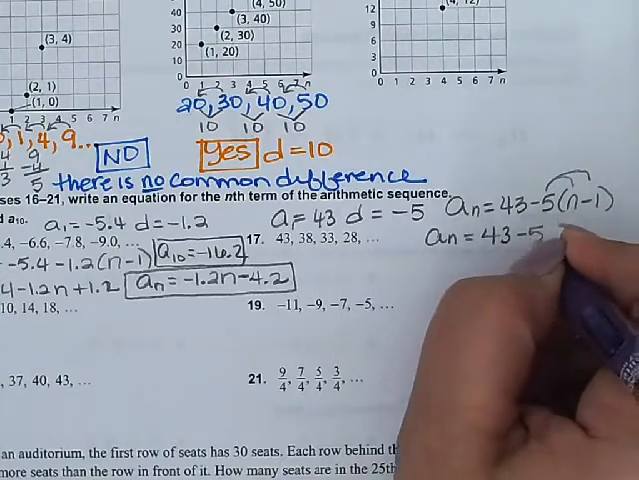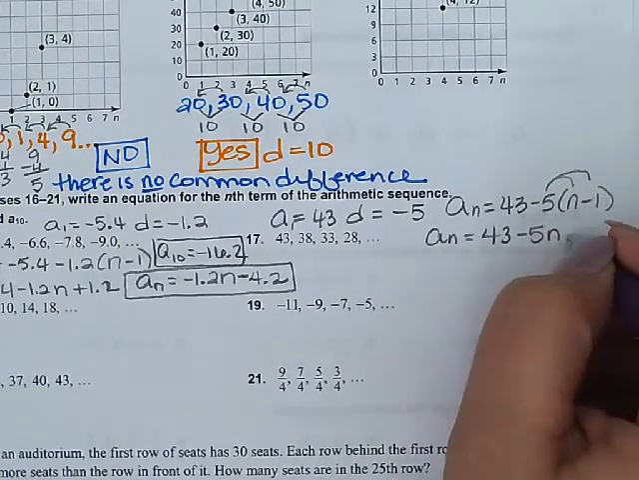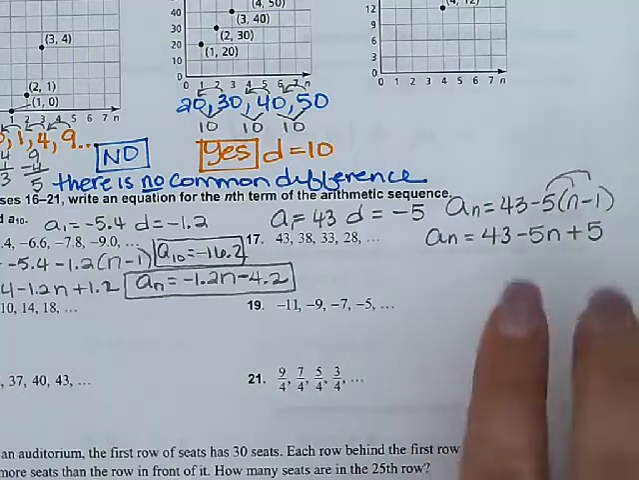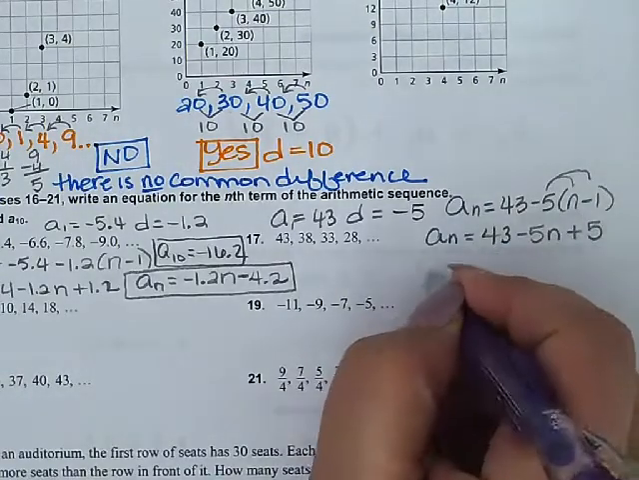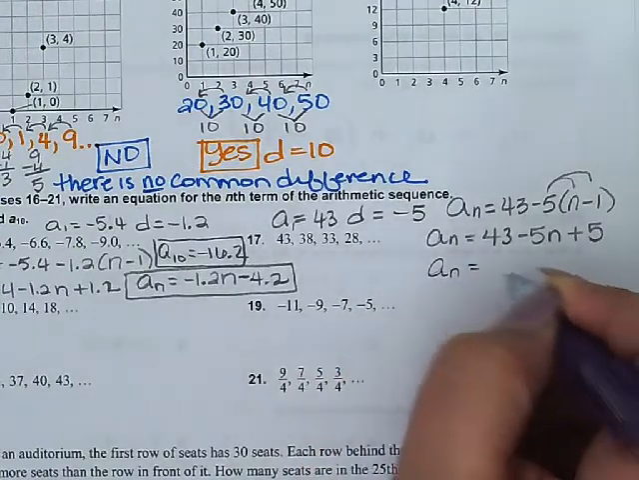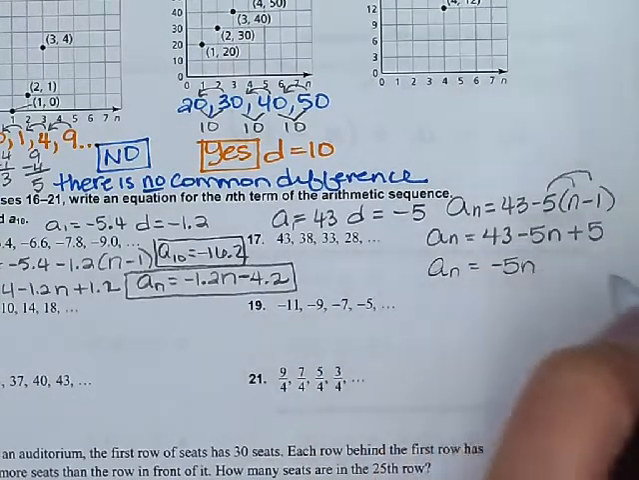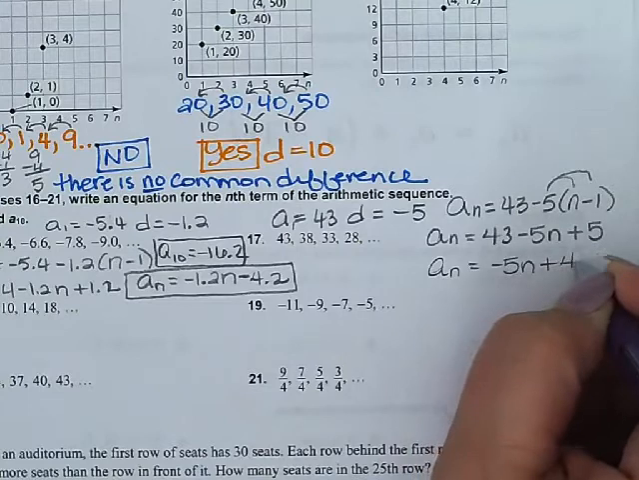-5 times n is -5n. And -5 times -1 is a +5. And then these guys will be like terms, so you'll be able to combine those. And our resulting equation will be -5n plus 48.